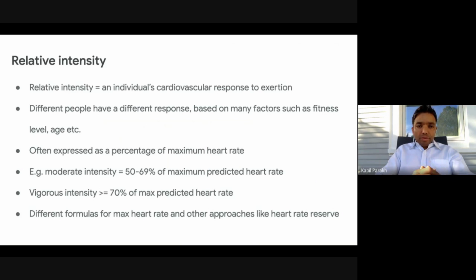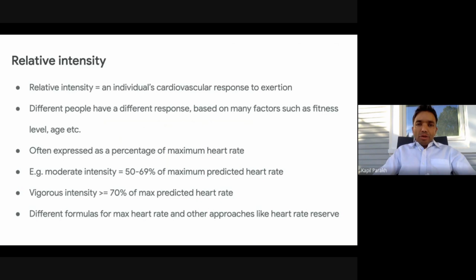for somebody who's sedentary, doing even 5 or 10 minutes of running would be very vigorous and a relatively high relative intensity for them. Now, relative intensity is often expressed as a percentage of maximum heart rate. So, for example, moderate intensity is 50 to 69% of your max predicted heart rate, and vigorous intensity is greater than 70% of your max predicted heart rate. And there are a few different formulas for max predicted heart rate. The common one that you might have seen is 220 minus age.